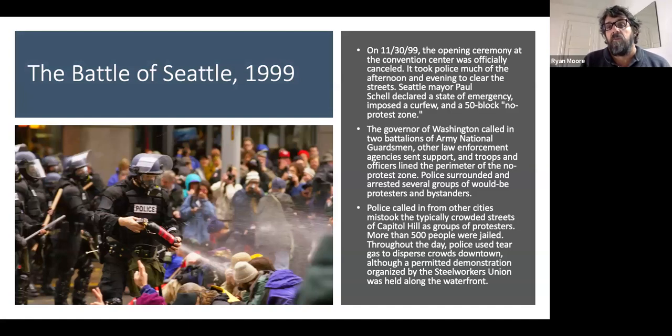And those protests are met with a major reaction on the part of the police. So on November 30th, 1999, the opening ceremony at the convention center was officially canceled. And then it took police the whole afternoon and evening to clear the streets.